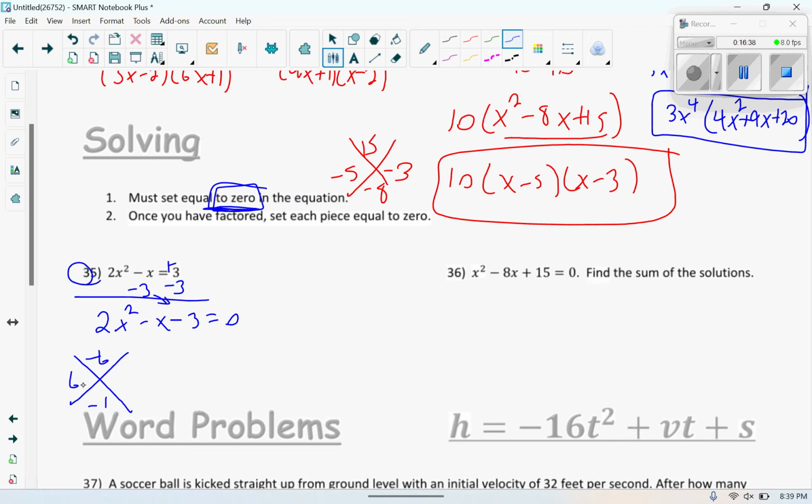So 6, nope. That's 3 and 2, and this is going to be a negative 1. Oops. Okay, so this is going to be my middle terms. So I'll do the box again.